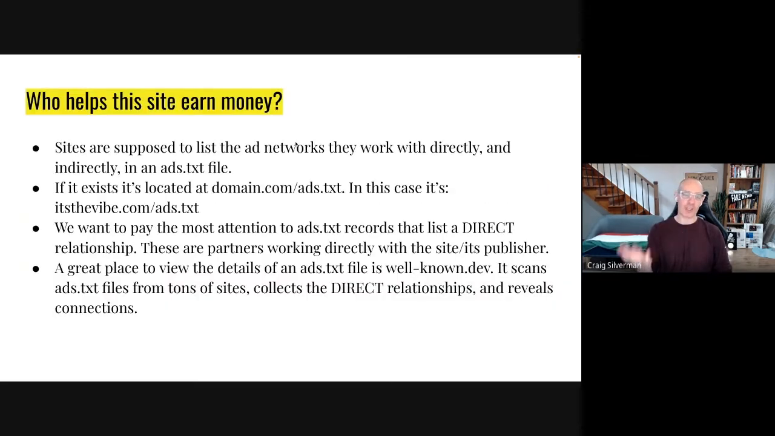So here's the basic thing about this. Ads.txt will tell you who helps a given website earn money. They're supposed to list the ad networks that they are working with in this file, which appears on their website, okay? And there are kind of two different types of relationships that can be described in an Ads.txt file. And don't worry, we're gonna look at one in a second, so you'll see what I mean. But a relationship can be marked as direct, which means me, Craig Silverman's website, I work directly with Google to earn money for this website. So that means I have an account with Google AdSense, I get money from them, we work directly together.